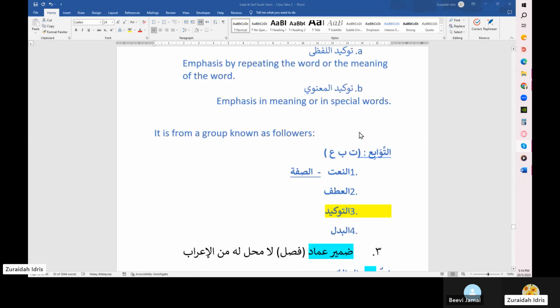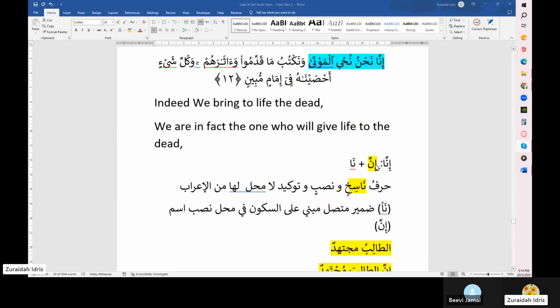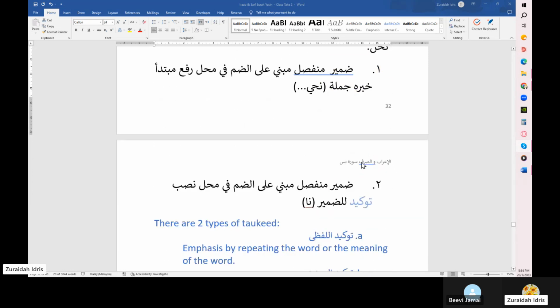The second case is when we treat it as fi mahali nasab tawkid, the tawkid or the emphasis, when we do emphasis on the damir na, which is attached to inna. So this is the second case. It's still mabni ala dam fi mahali nasab because it doesn't change its form. But in this case it is for tawkid, not as mubtada, but just for tawkid.